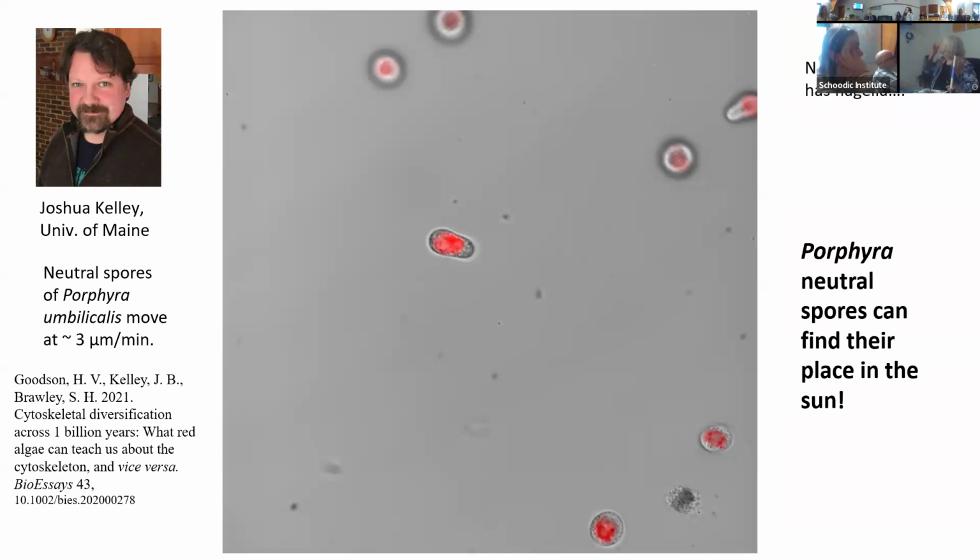And now I'm going to show it to you at a higher magnification. This is Josh Kelly, one of my colleagues on this project at Maine. And the wonderful thing about this is that it really shows that the neutral spores can move to the right level of sun and everything else.